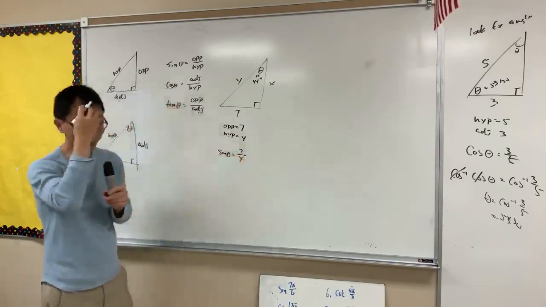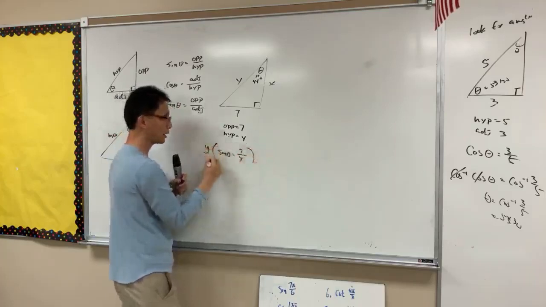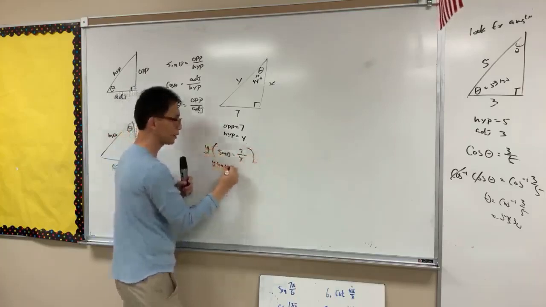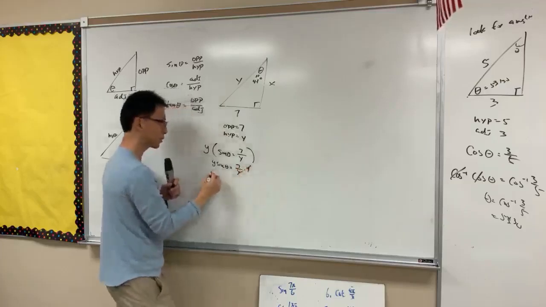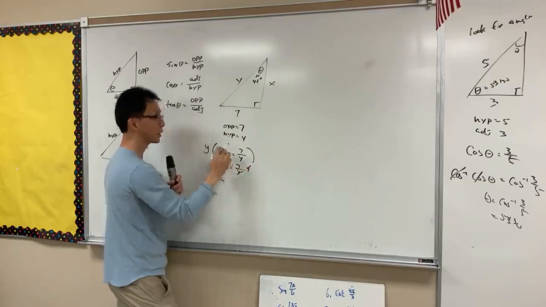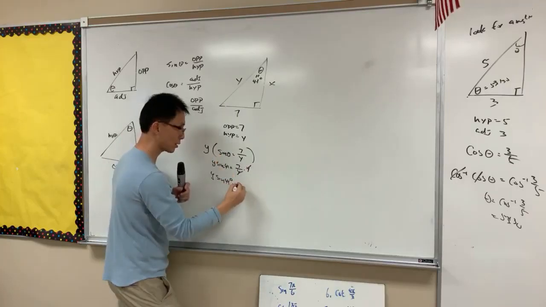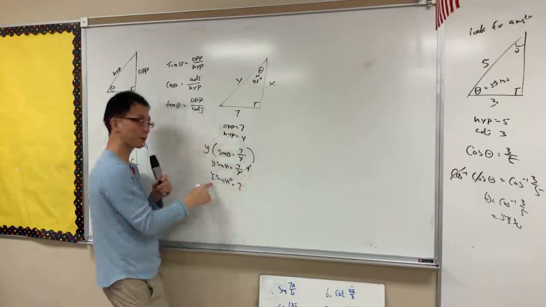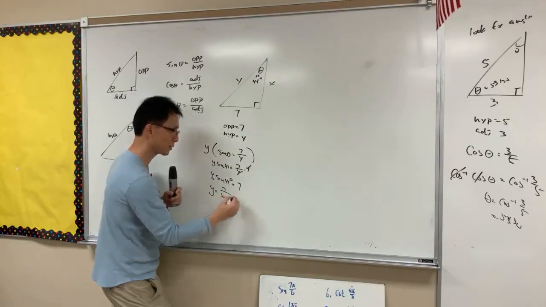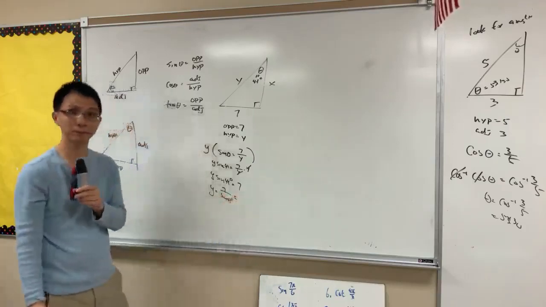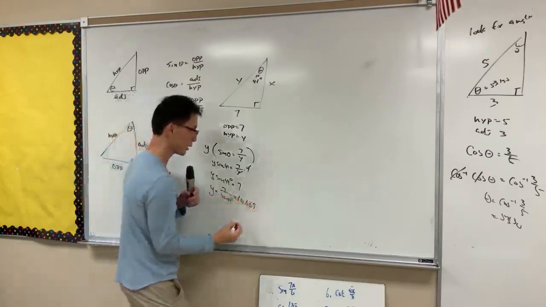So I'm going to multiply by y on both sides. On this side I get y sine of theta. On this side it's 7 over y times y, and the y cancels out. Theta is 41 degrees, so y sine of 41 degrees is equal to 7. Now I'm going to evaluate for y: y is equal to 7 over sine of 41 degrees. So what is that? 10.669.